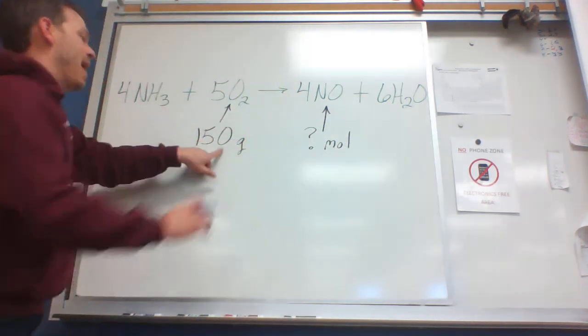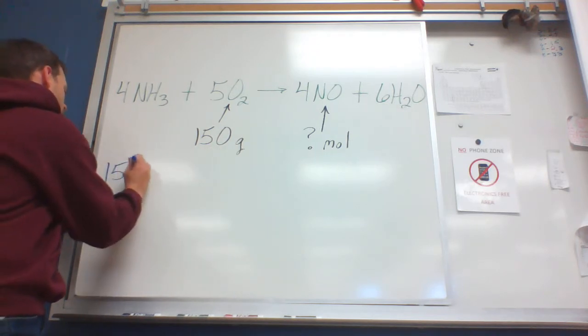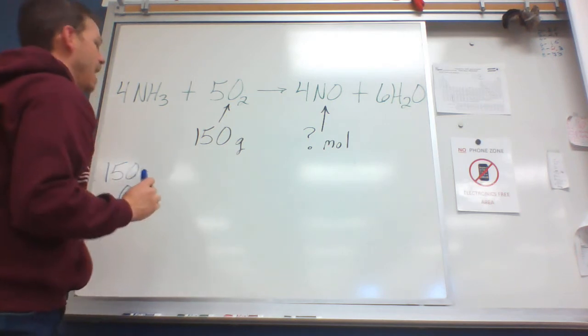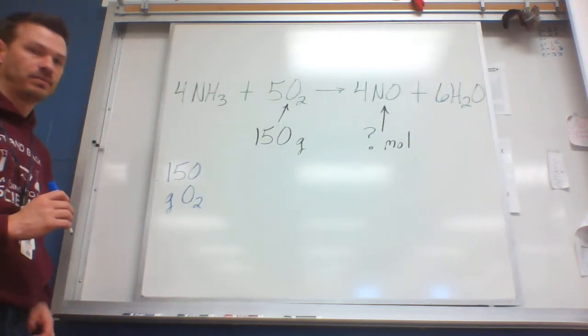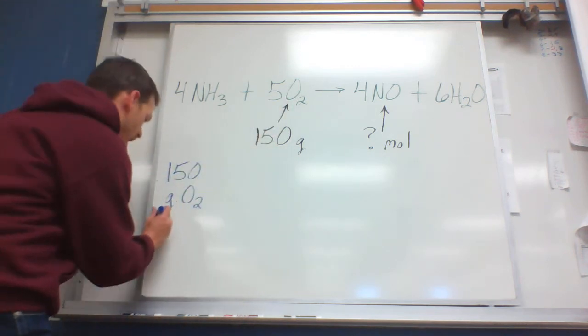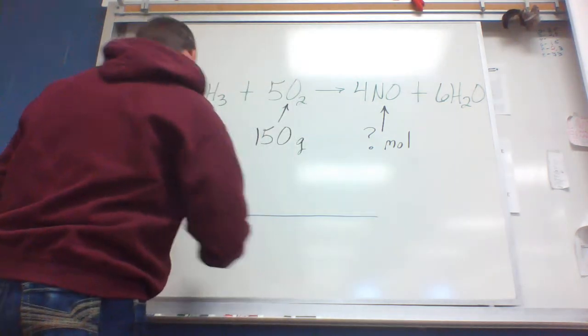No matter what, my given value is going to go into the beginning of a grid. So I'm going to always just instantly put all of my given information into the start of a grid. 150 grams of oxygen, all right? 150 grams of oxygen. And then I can start getting that grid ready, like we're used to doing.